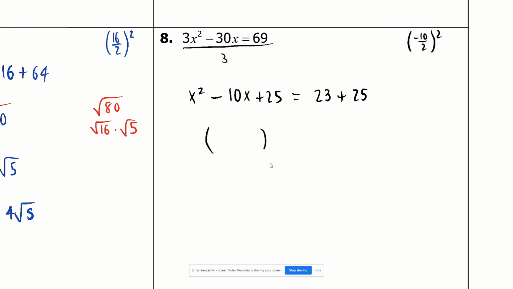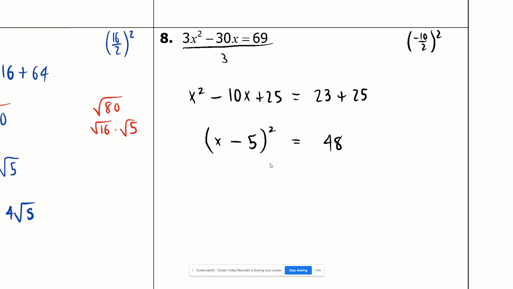So we're going to break this down into the binomial that would have squared to give me that perfect square trinomial. So what times what gives me x squared? X. What times what gives me 25? 5. And what's that sign in the middle? Minus. So x minus 5 squared would have given me the perfect square trinomial, x squared minus 10x plus 25. Now on the other side, 23 plus 25 is 48.